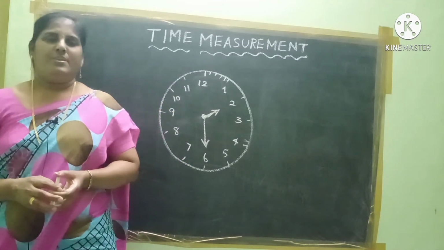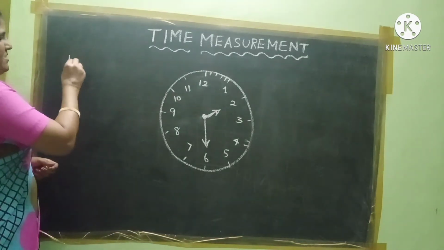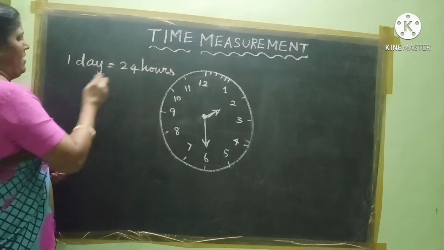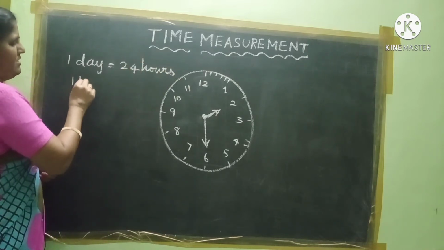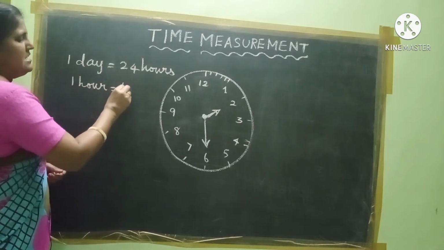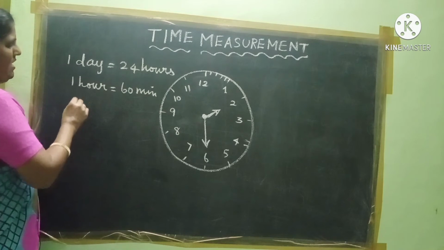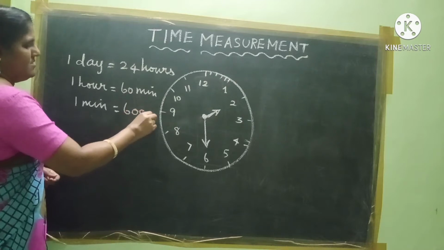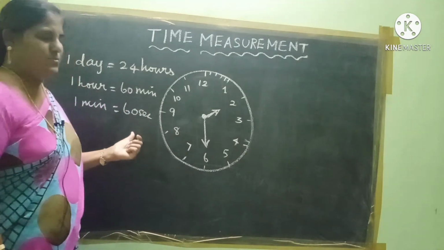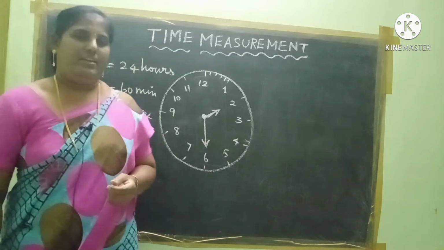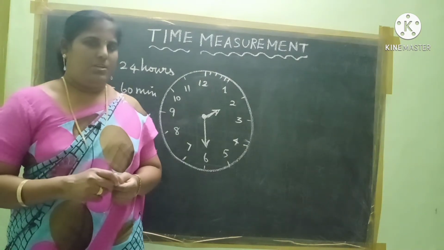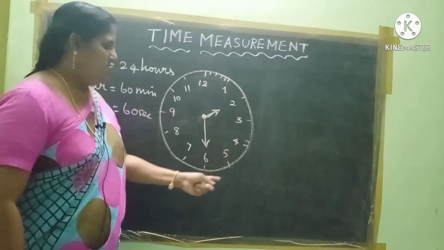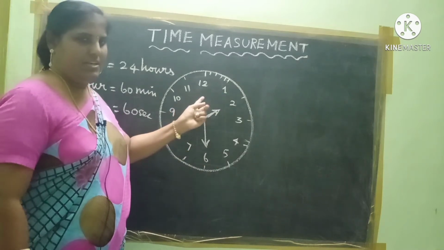So remember, one day is equal to 24 hours, and 1 hour is equal to 60 minutes, and 1 minute is equal to 60 seconds. Children, you know that already. Please remember this one. Now, a day contains 24 hours, so half of the day is what? 12 hours. See, the clock also contains only the numbers 1 to 12, isn't it?